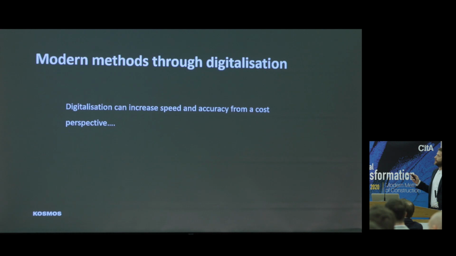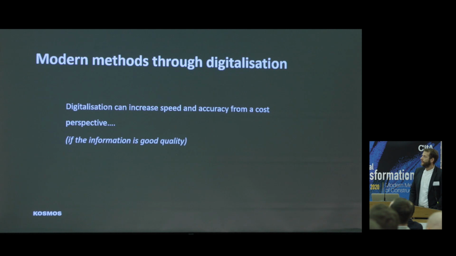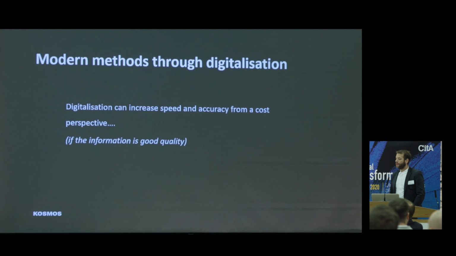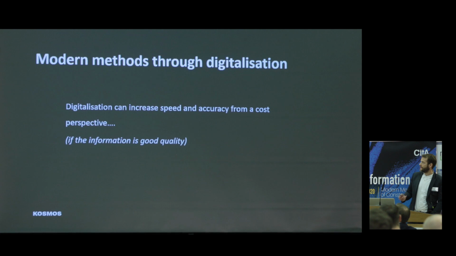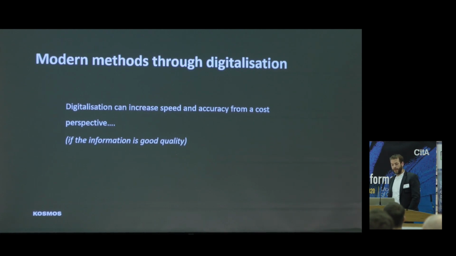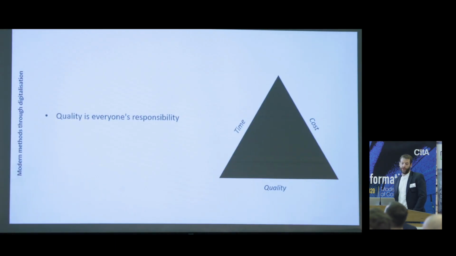Digitalization can increase the speed and accuracy from a cost perspective if the information is good quality. What I mean by that is the design material coming from the design teams to the QS for them to do their cost estimates and create their contract documentation, bill of quantities. If that information is of poor quality, the information going out to the marketplace is also of poor quality, and that will only drive increased cost, change, and claims post-contract. So from a QS perspective, quality is everyone's responsibility.